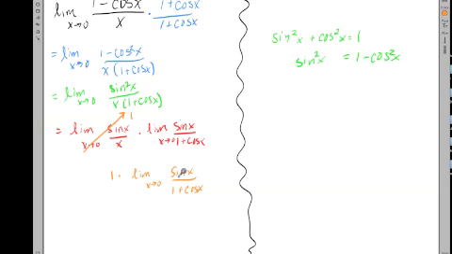Now as x tends towards 0, we know that sine x goes to 0 and 1 plus cosine of x goes towards 2. So 1 times 0 over 2, which is 0, equals 0. So the limit as x approaches 0 of (1 minus cosine of x) over x equals 0.